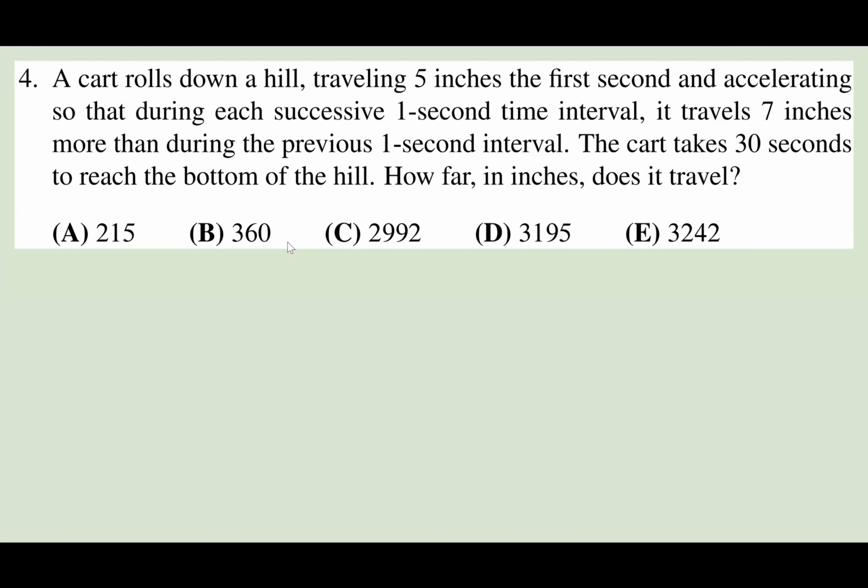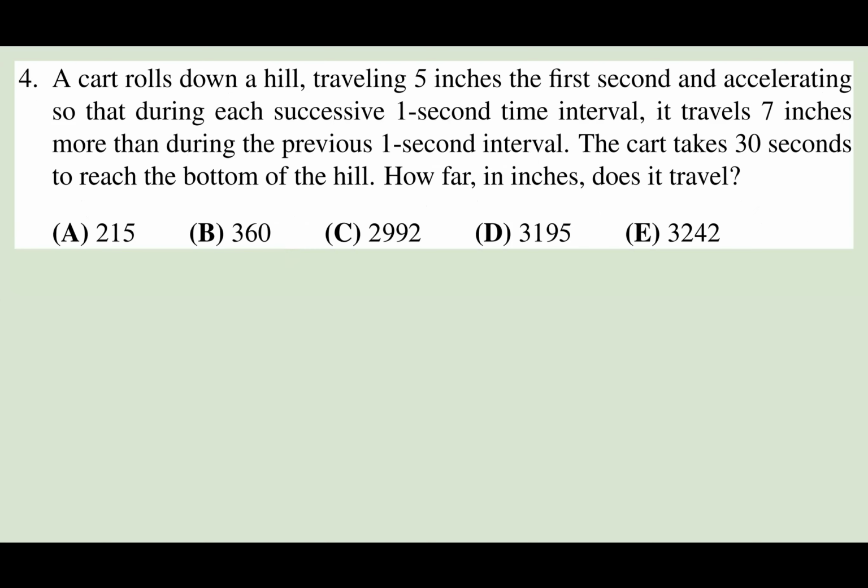Number 4. A cart rolls down a hill traveling 5 inches the first second and accelerating so that during each successive 1 second time interval, it travels 7 inches more than during the previous 1 second interval. The cart takes 30 seconds to reach the bottom of the hill. How far does it travel?